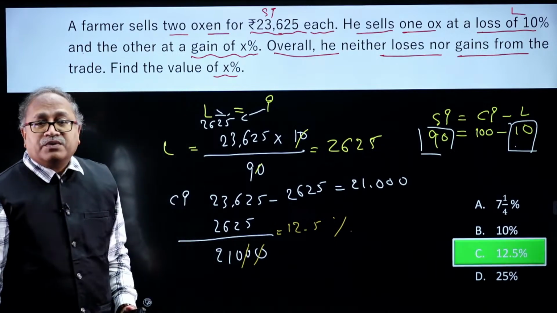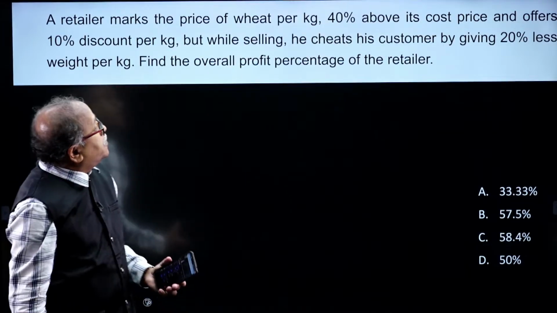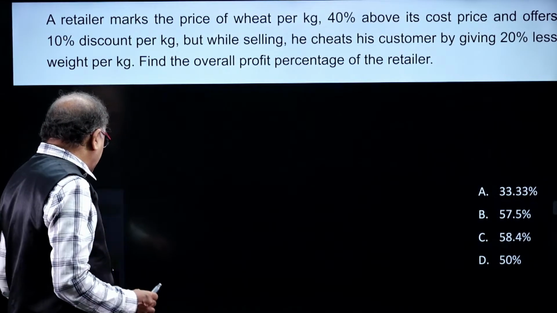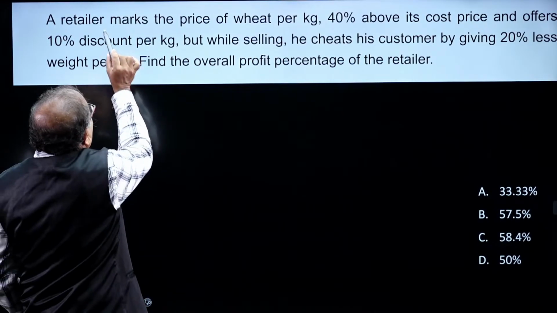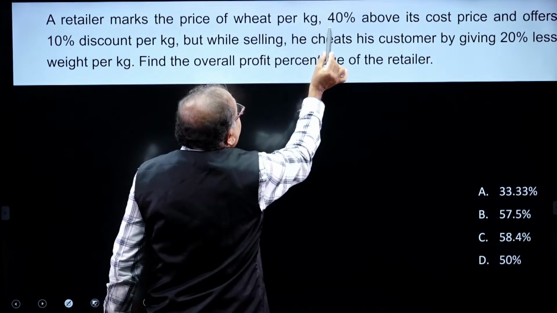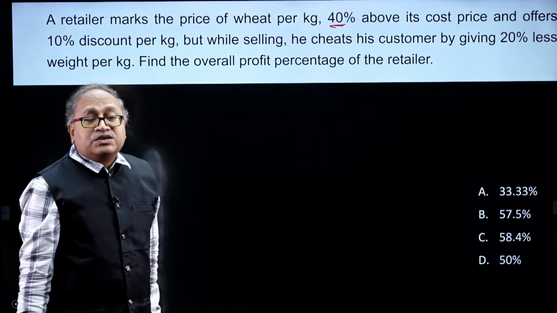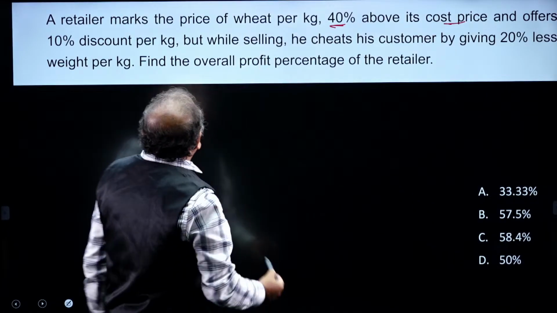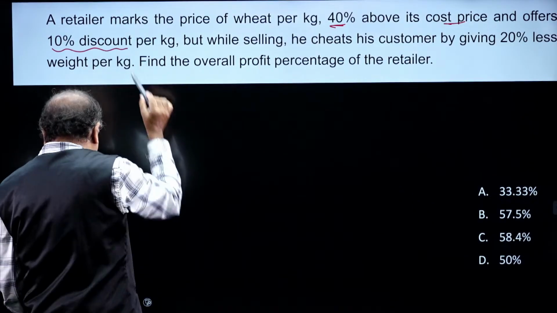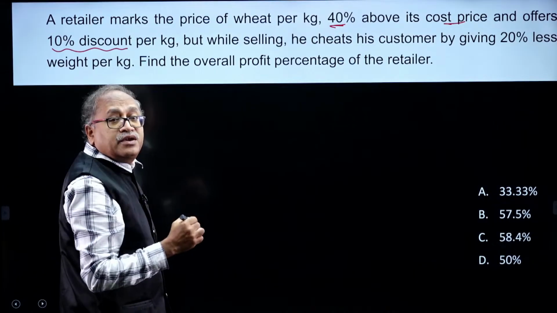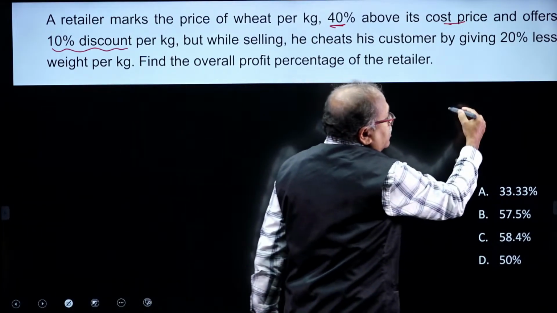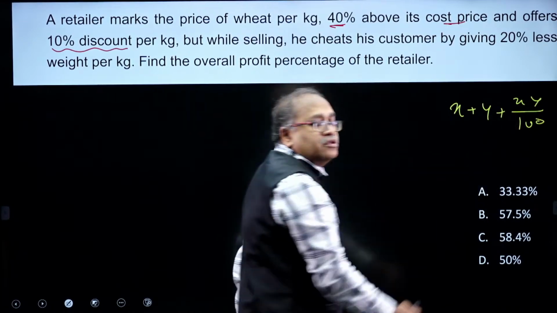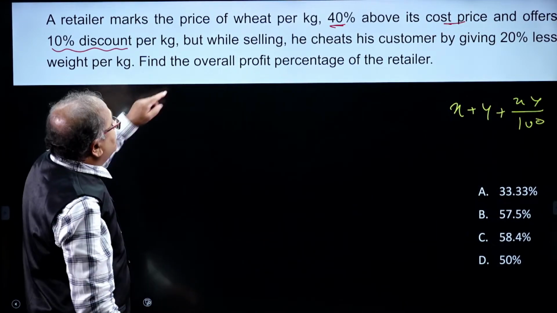Now, the last question of the class. Option 3, 12.5%. Here, can all of us work out on this question, my dear friend? A retailer marks the price 40% above the cost price. So, markup is 40% and offer a discount of 10%. So, what is the profit over here? Can I use this formula x plus y plus xy by 100? So, two effect formula in the percentage.